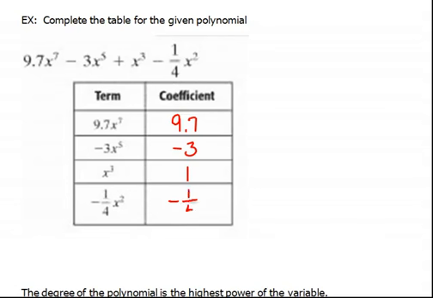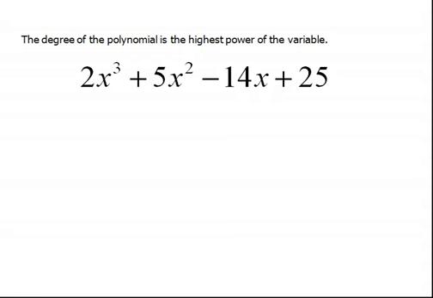Your rule says the coefficient is the number in front of the x term, no matter what that number may be. Okay, now let's talk about the degree of a polynomial. The degree of a polynomial is always the highest power of the variable. So if we look at our variables in each one of these terms, we have a power of 3, a power of 2, a power of 1, and then a power of 0. Our highest power here is a 3. That tells us that the degree of this polynomial is 3.